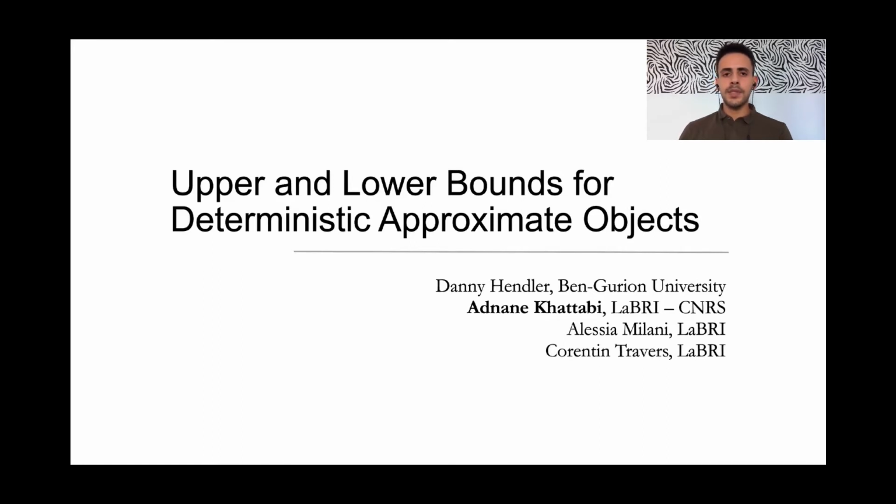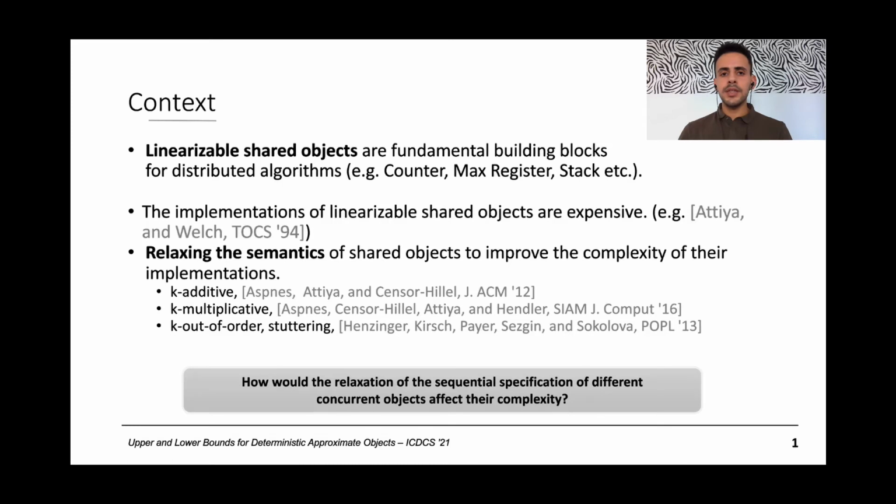First, I'm going to start with some context. Linearizable shared objects such as the counter and max register are fundamental building blocks for distributed algorithms. However, it has been shown in numerous works that the implementation of these objects is expensive. So in order to remedy the cost, it's been proposed recently to relax their semantics in order to improve the complexity of their implementations. So we were interested in studying the relaxation of the sequential specification of different objects and how it affects their complexity.